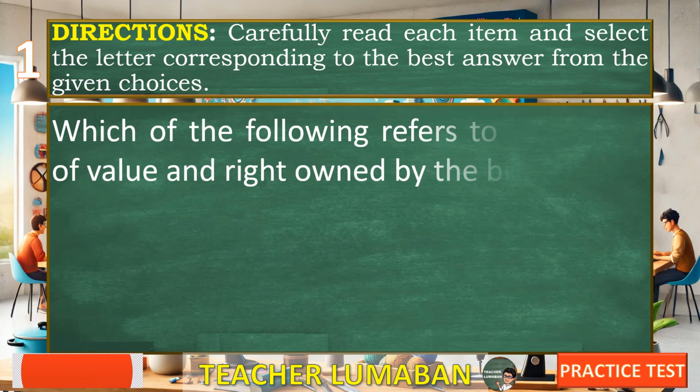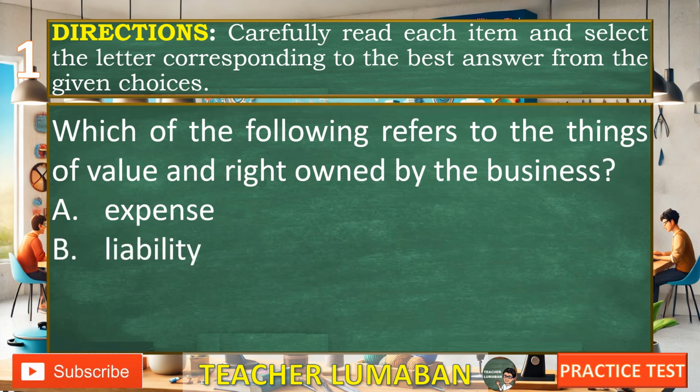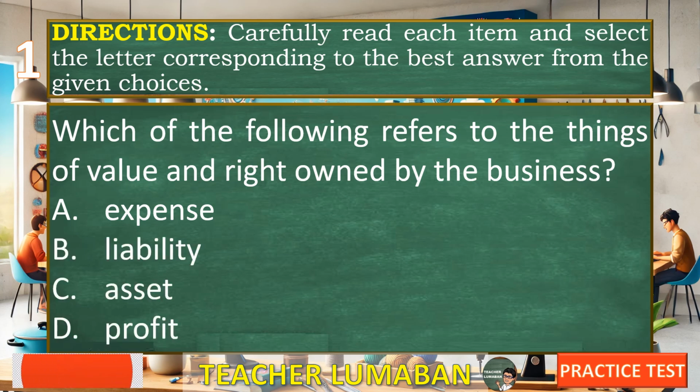Which of the following refers to the things of value and right owned by the business? A. Expense. B. Liability. C. Asset. D. Profit.